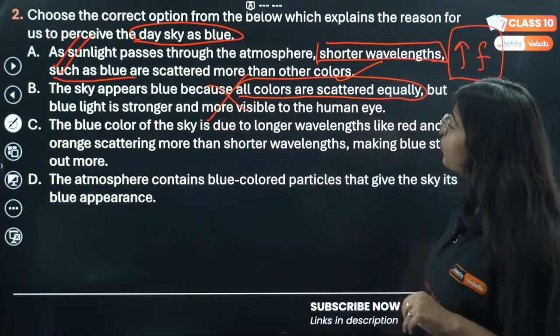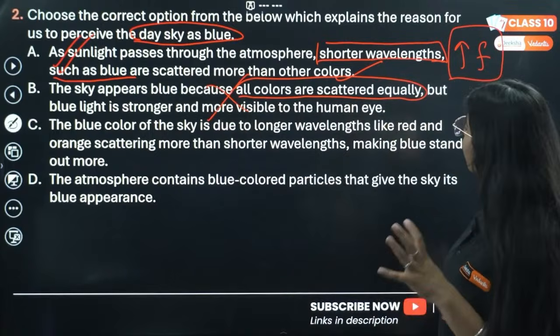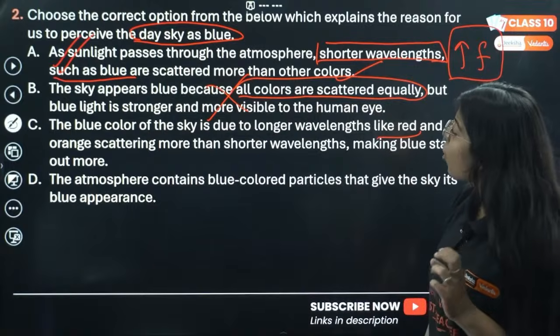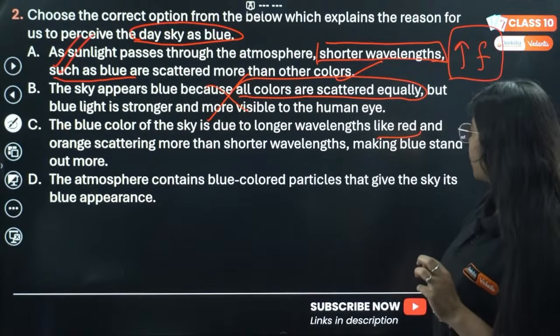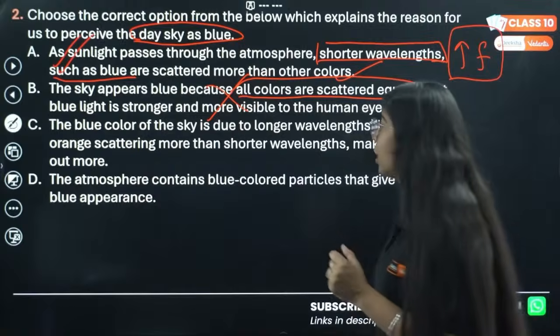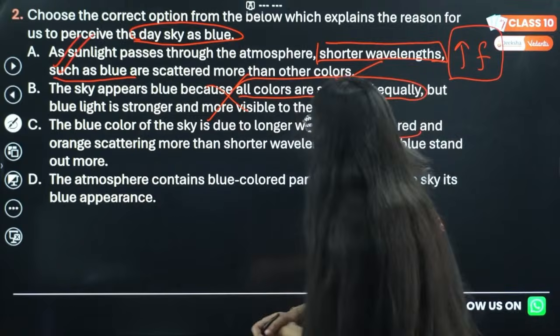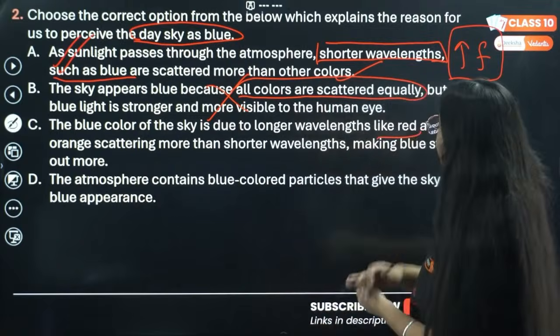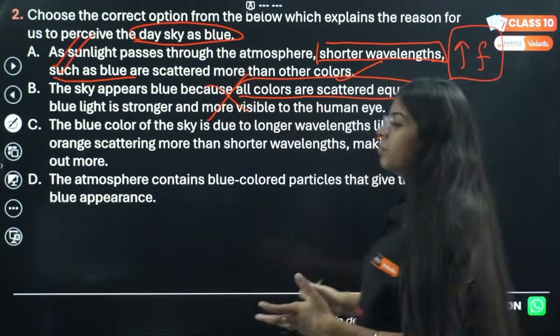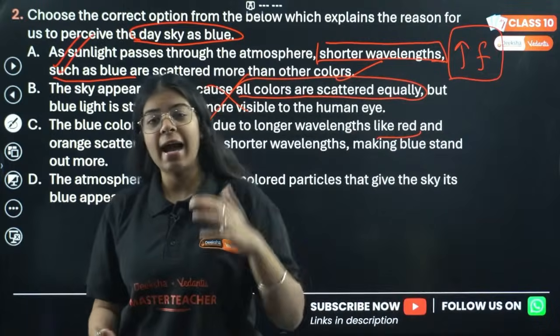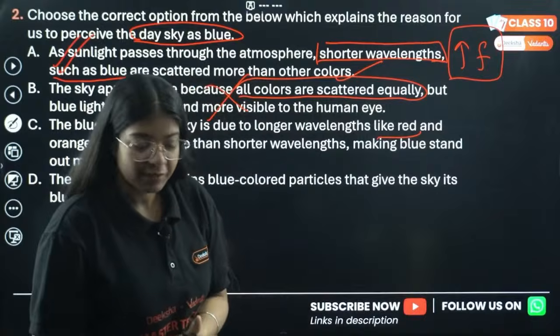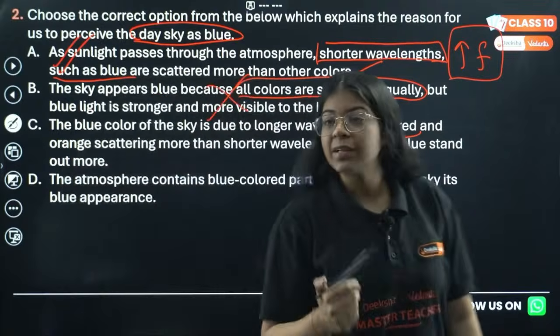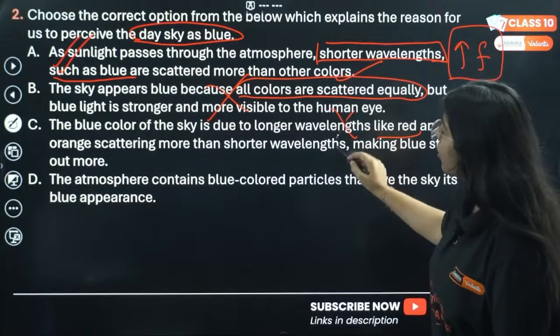Third option says, the blue color of the sky is due to longer wavelengths like red and orange scattering more than shorter wavelengths, making blue stand out more. But they are saying that the blue color of the sky is due to longer wavelengths like red, but we know blue and red do not have longer wavelengths. Blue has shorter wavelength, so this option is also wrong.